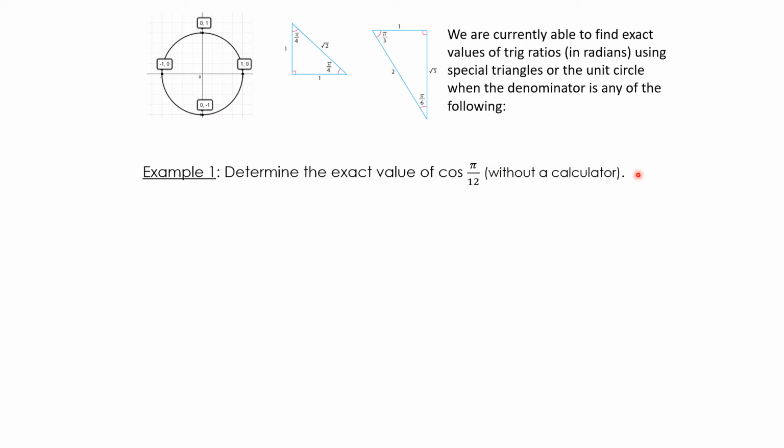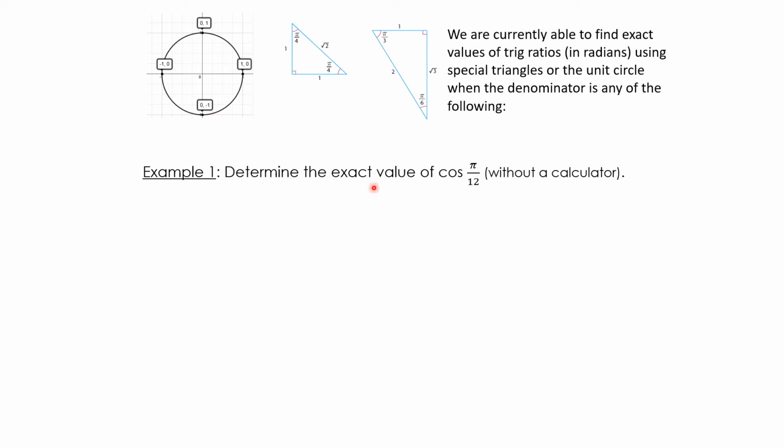So you're preparing yourself for a non-calculator quiz or test here. Some of our calculators won't give us an exact answer anyway. Some of you, when you put this into your calculator, will get the exact answer, but that's why you have to show me you can do it without the calculator.